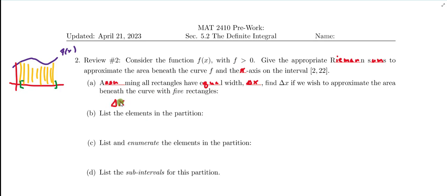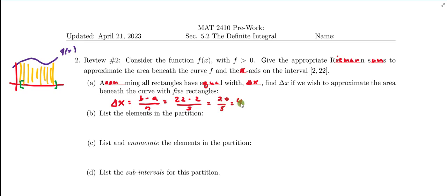Delta x is always b minus a divided by n. Folks, that's not some mysterious formula. That's the entire width of the interval. Right? The width of this interval is 20. How do I get there? I take the b value minus the a value, and then I divide by the number of rectangles that I want to have, and that will give me the width of each rectangle. So this is going to be 22 minus 2 divided by 5, or 20 over 5, or 4 is our delta x.